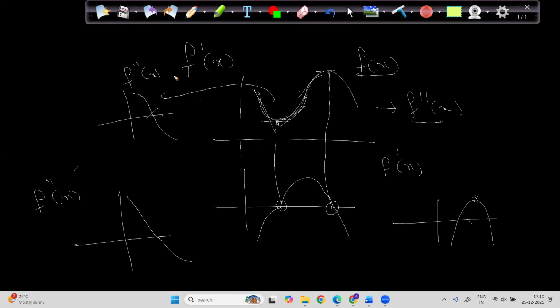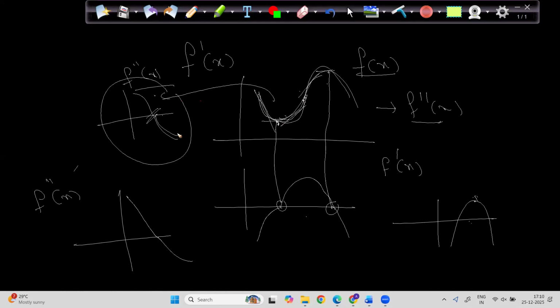So math is such an interesting and logical subject. You don't make any mistakes, whichever method you use. I have drawn f double dash x from f dash x, but still I got the same graph because the function is concave up till here. So we got f dash x zero here and concave down.